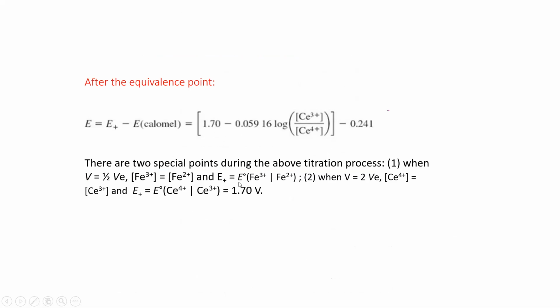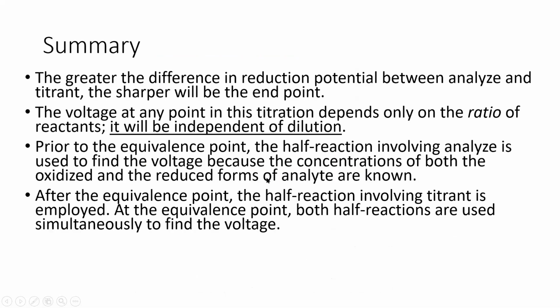And we subtract that reference electrode from it, we get the electrode potential of the equation after the equivalence point. So in summary, the greater the difference in reduction potential between the analyte, what is being analyzed, and the titrant, the sharper will be the endpoint. And also, the voltage at any point in this titration depends only on the ratio of the reactants.